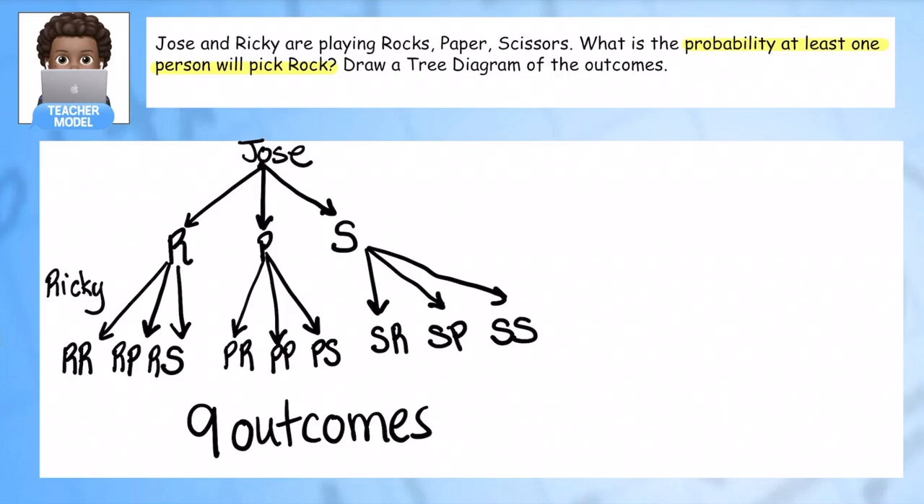And that's what's so amazing about probability. It gets really complicated the more events you add into it. So it wasn't just Jose could do 3 things and Ricky does 3 things, so there should be 6 things. No, it's much larger than that.